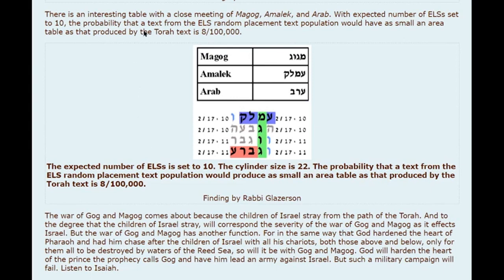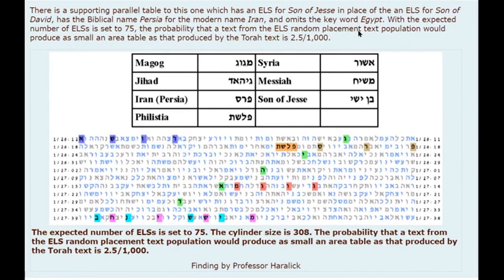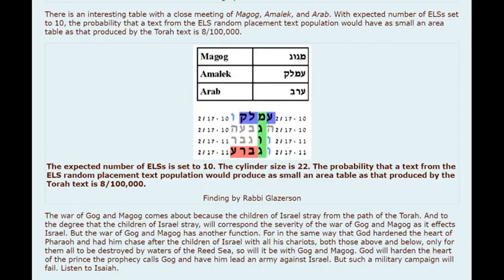Then there is an interesting table with close meeting of Magog and Amalek. We know it goes together. Magog and Amalek both are enemies against Israel and Arab, with expected number of ELS set to 10. The probability that a text from the ELS random placement text population would have a smaller area table than is predicted by the Torah text is 8 in 100,000. It's unbelievable. So you have your Magog and Amalek and Arabs. Those are really the main powers against Israel. So this is what I found.